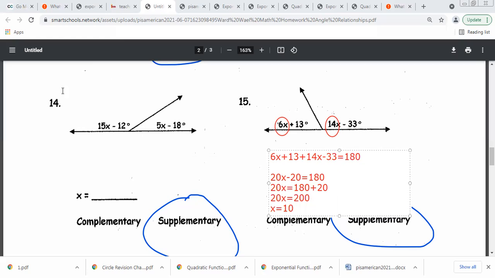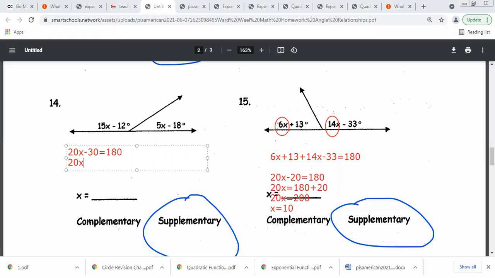This one, we will answer in the same way. We will add this one, it will be 20x, and then we can say negative 12 minus 18 will be equal to negative 30. So if we come here to answer this question, it will be 20x minus 30 equals 180. And by the same way, because we said negative 12 minus 18, we add them together, it will be negative 30.